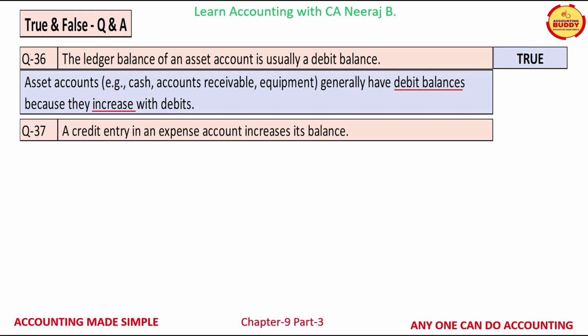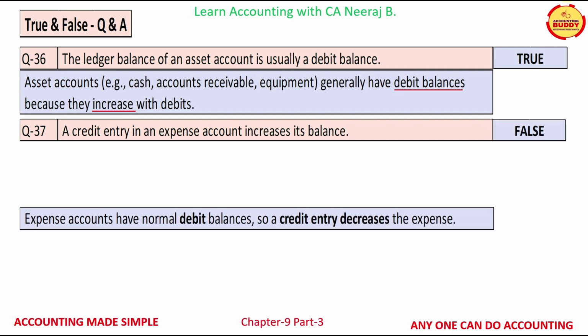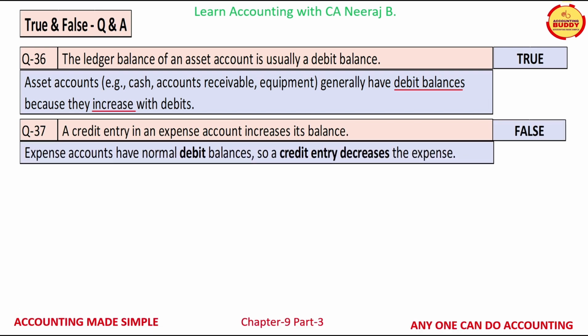Question number 37 is a credit entry in an expense account increases its balance. This is a false statement. Expense accounts normally have a debit balance, so a credit entry will decrease the expense account balance.